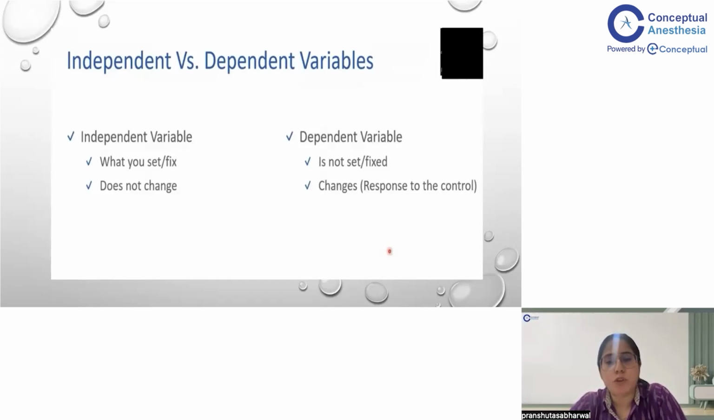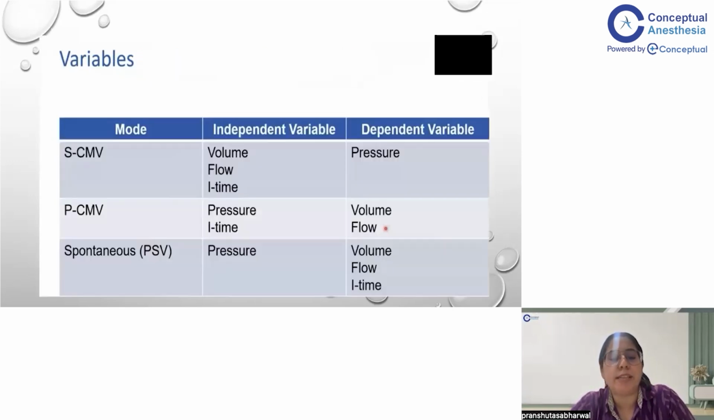I will try to tell you this in a very brief way so that you can understand what asynchrony is. For any ventilator mode, we have independent and dependent variables. The independent variable is the one which we set or fix, which will not change. The dependent variable is the one which changes, and this is the one which we are going to monitor. These are the three basic modes. Obviously, we have various other modes, but these are the three basic modes.